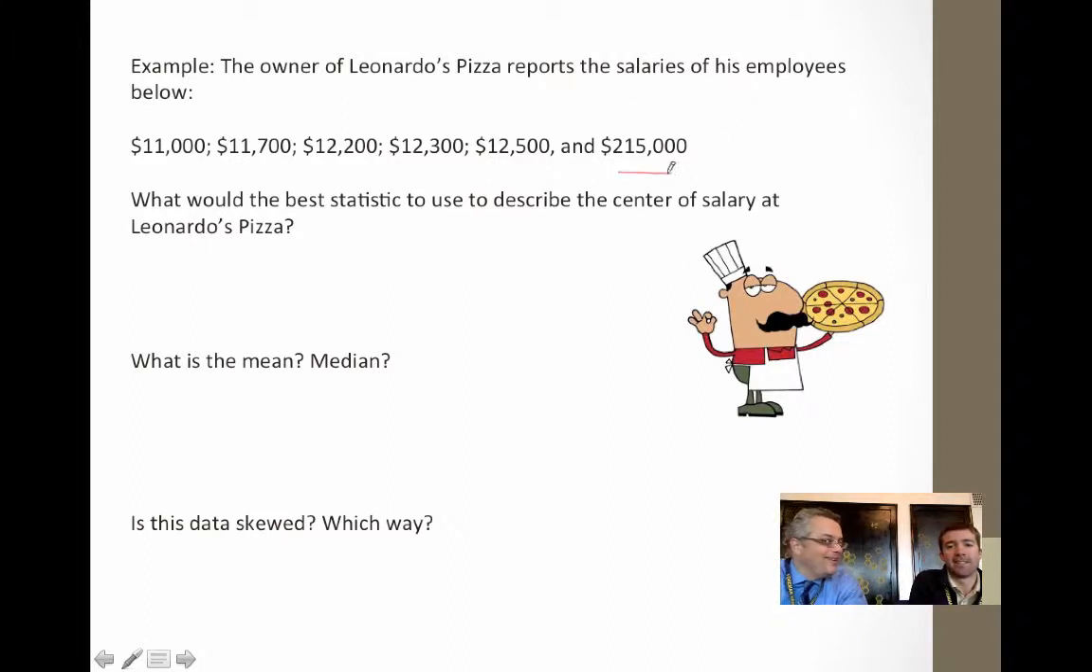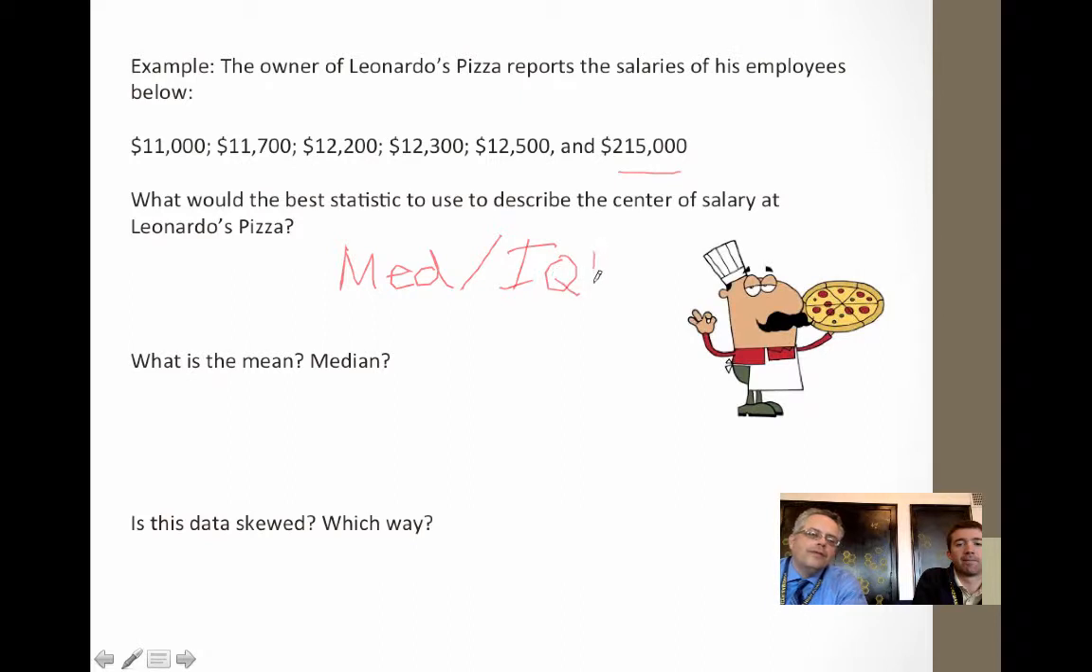Is there an outlier? I'm thinking this one's an outlier. How could you know for sure? Well, we could find the upper fence and see if it lies outside of that. But it's pretty clearly an outlier. Yeah, I don't think we need to really do that. So outlier, the choice is clear, median and IQR.